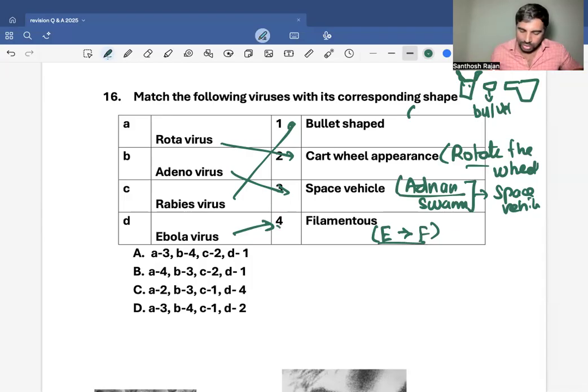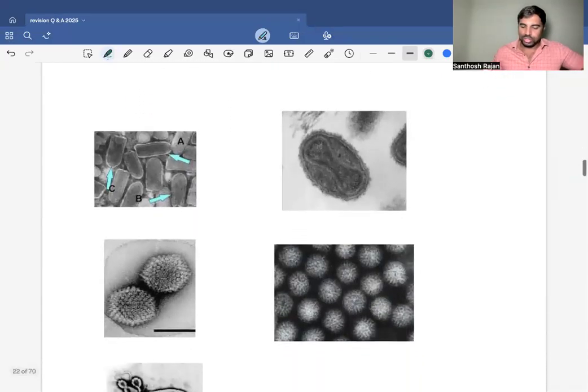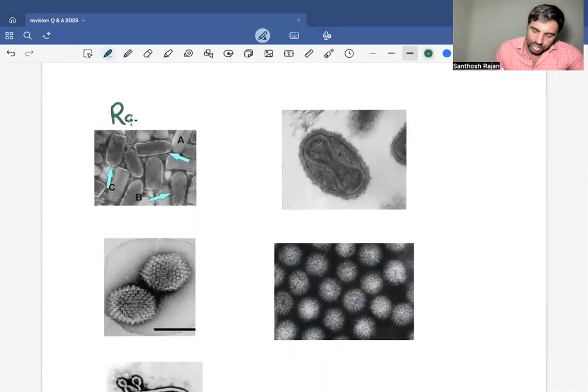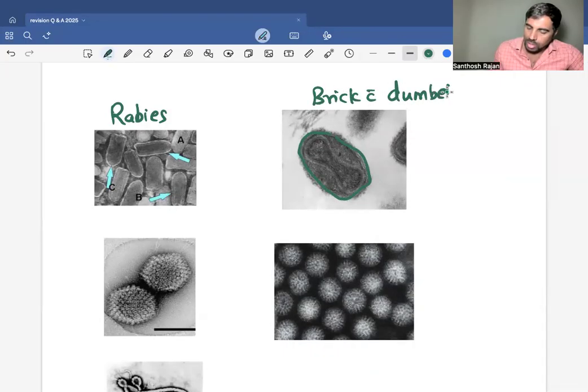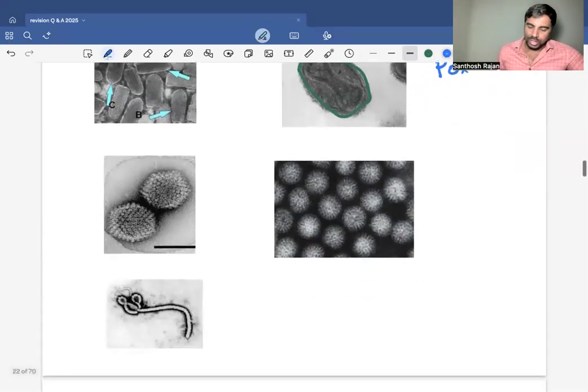So A is 2, B is 3, and C is 1. We already know it. So this is a cue. You can see it looks like a bullet, so I'm going with a rabies bullet. And this is like a box, or a brick. It's like a brick with the dumbbell inside, dumbbell DNA. It looks like a box, so I'm going with the pox. Pox virus.